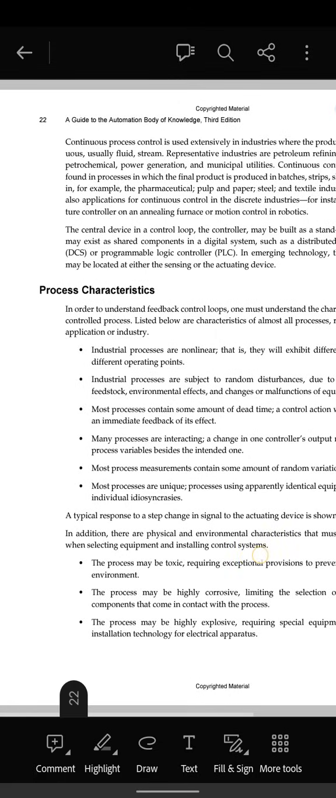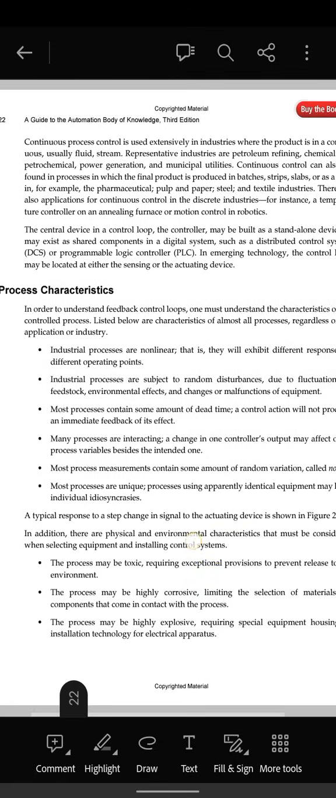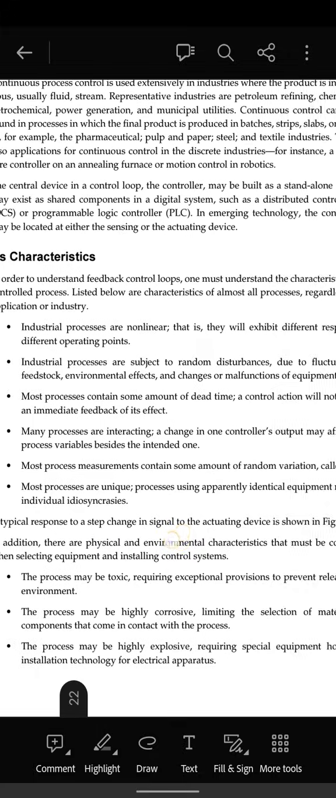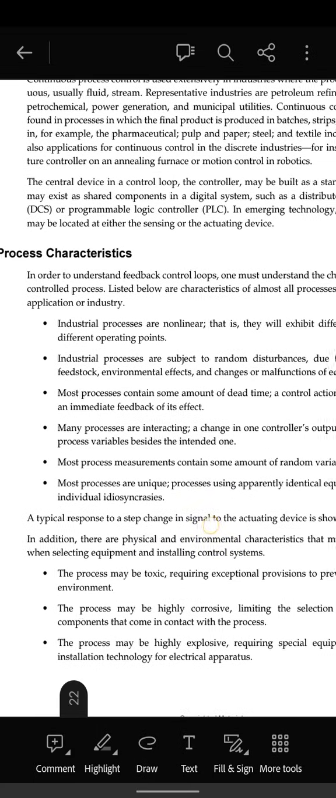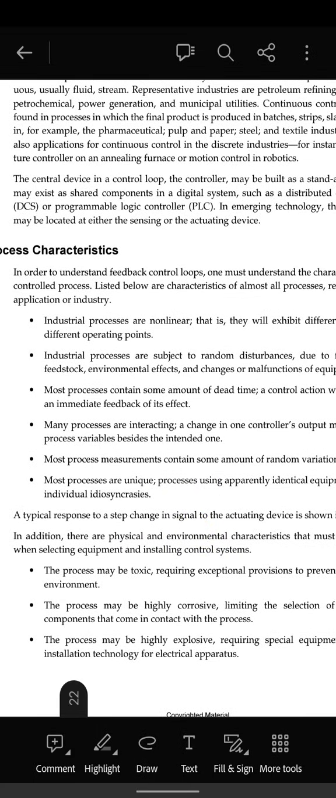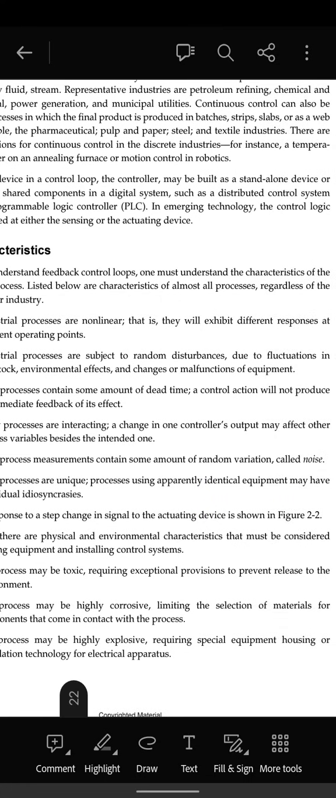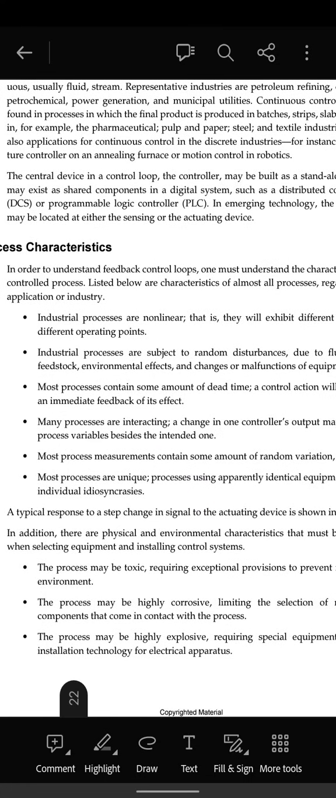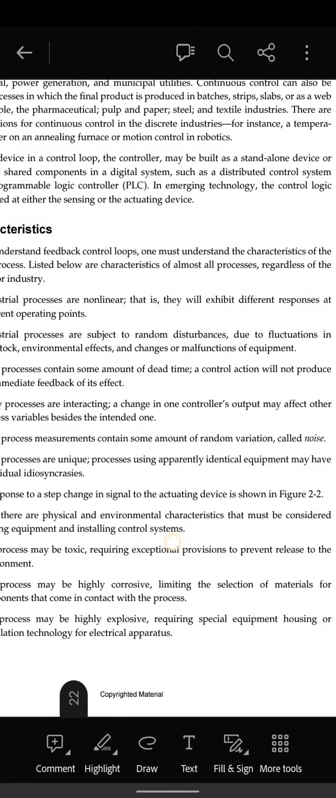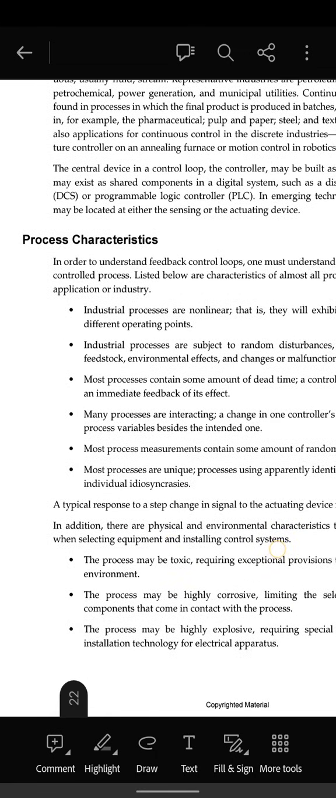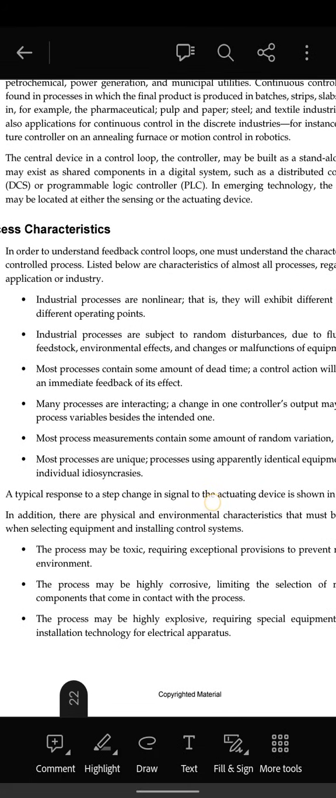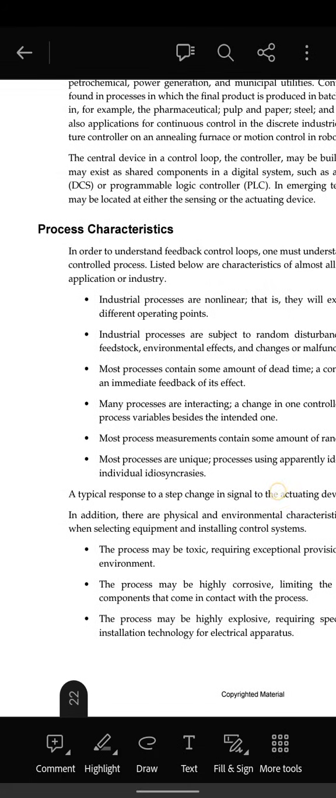Continuous control can also be found in processes in which the final product is produced in batches, strips, slabs, or as a web in, for example, the pharmaceutical, pulp and paper, steel, and textile industries. There are also applications for continuous control in the discrete industries, for instance a temperature controller for an annealing furnace or motion control in robotics.